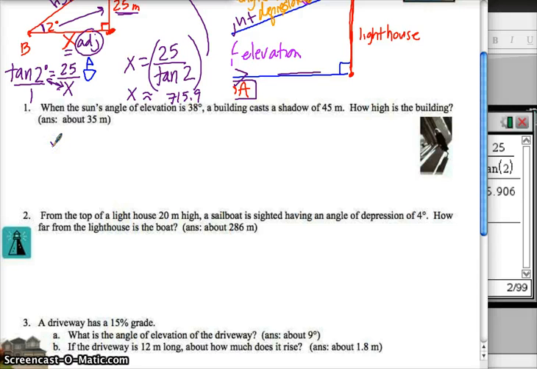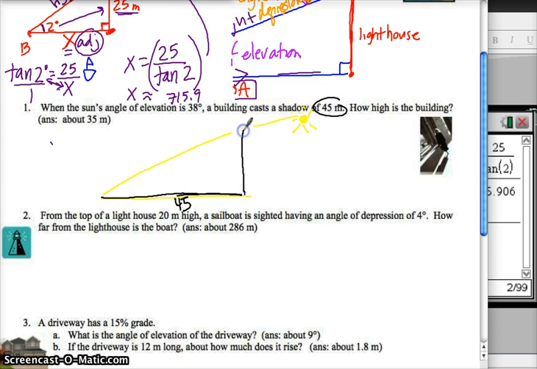So moving on, either pause, do them on your own, or do them with me now. Okay, when the sun's angle of elevation is 38 degrees, a building casts a shadow 45 meters. So here's the building. If I put my sun over here, that means it's going to cast a shadow. So already I've made a mistake. Here's my shadow right here, and it says the building casts a shadow of 45 meters. So this is the 45 meters.